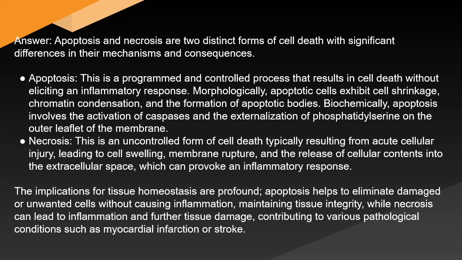The implications for tissue homeostasis are profound. Apoptosis helps to eliminate damaged or unwanted cells without causing inflammation, maintaining tissue integrity, while necrosis can lead to inflammation and further tissue damage, contributing to various pathological conditions such as myocardial infarction or stroke.